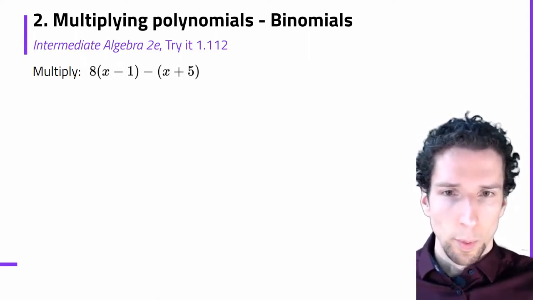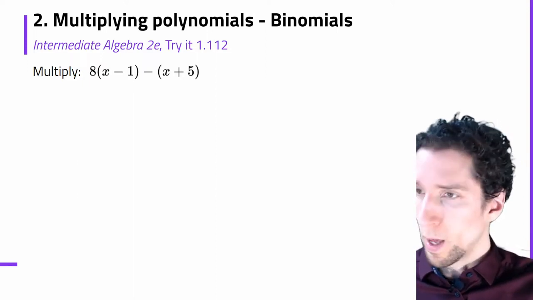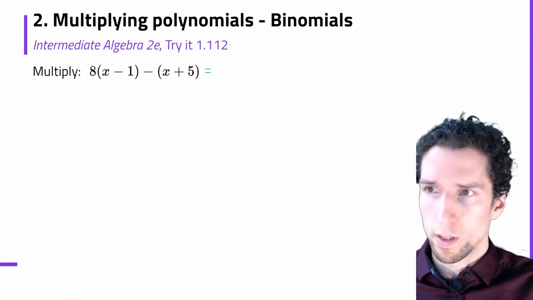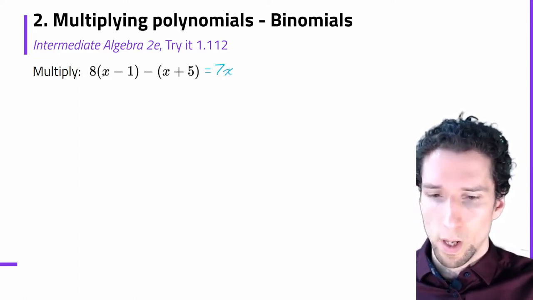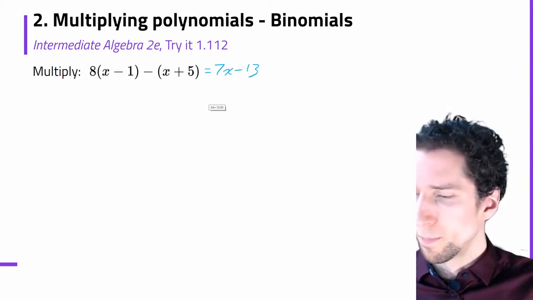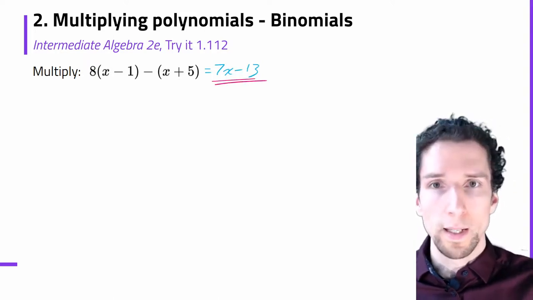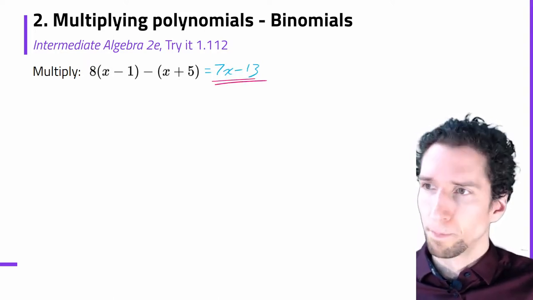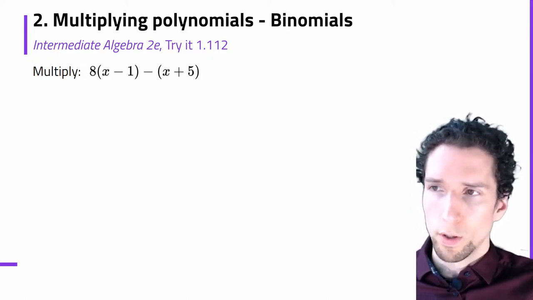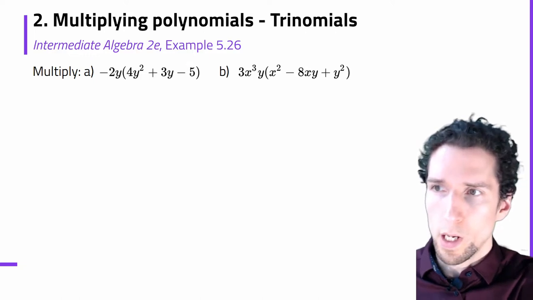All right, we're back. Solution here is 7x minus 13. Hopefully you got the same result. All right, our next one.